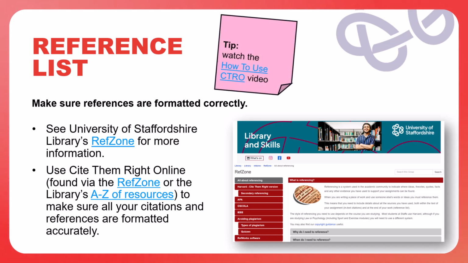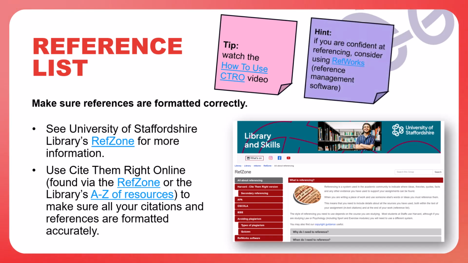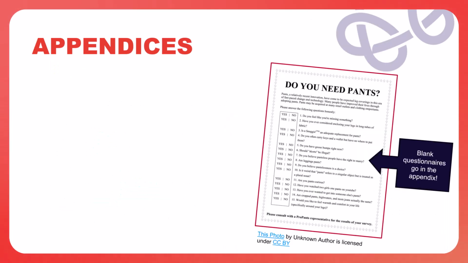We do have a video on how to use Cite Them Right online. And if you are already very confident at using references, then you may be ready to start considering using referencing management software, such as RefWorks, which is the referencing management software that we support here in the library. We do have a workshop on how to use RefWorks, as well as lots of guides on this via the Ref Zone. After your reference list, you will have your appendix.